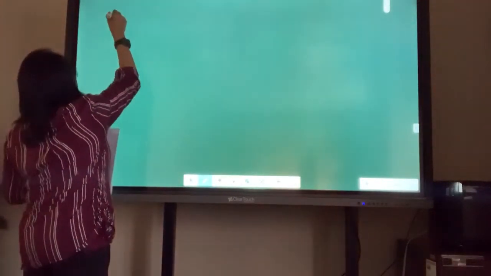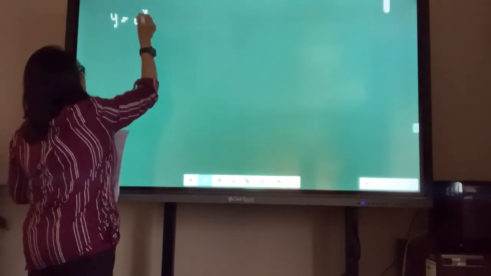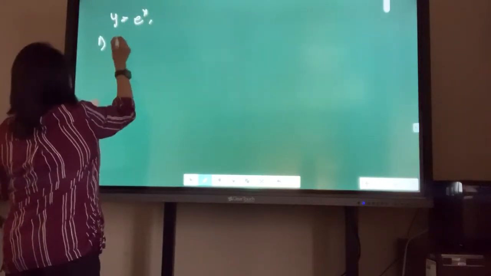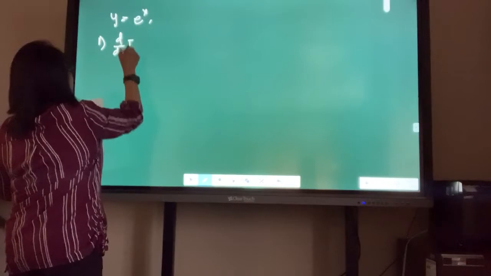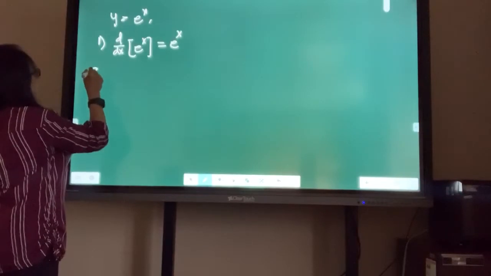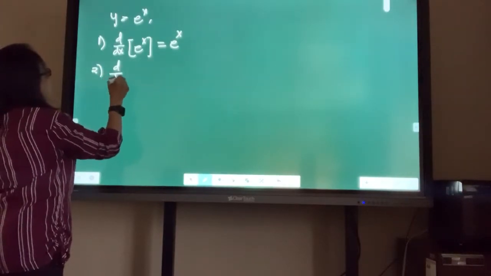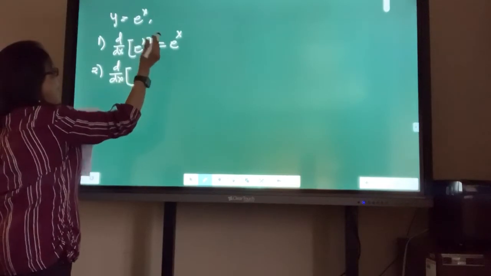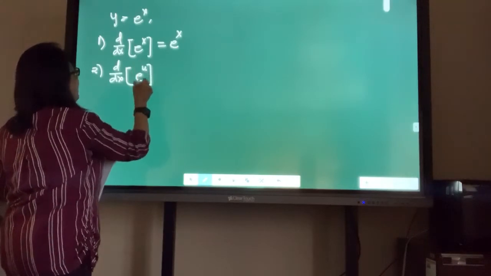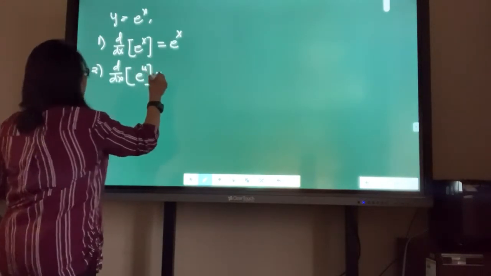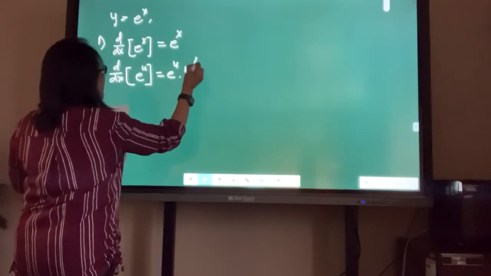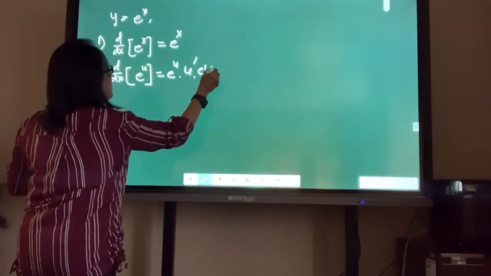So for y equals e to the x, which is called a natural exponential function, there are two rules for it. Number one, derivative rules: d over dx of e to the power x is e to the power x. The second one is the chain rule. If the exponent is not just x but any other function, then we have to use the chain rule by making a u substitution. So d over dx of e to the u would be e to the u times u prime. This is the chain rule.